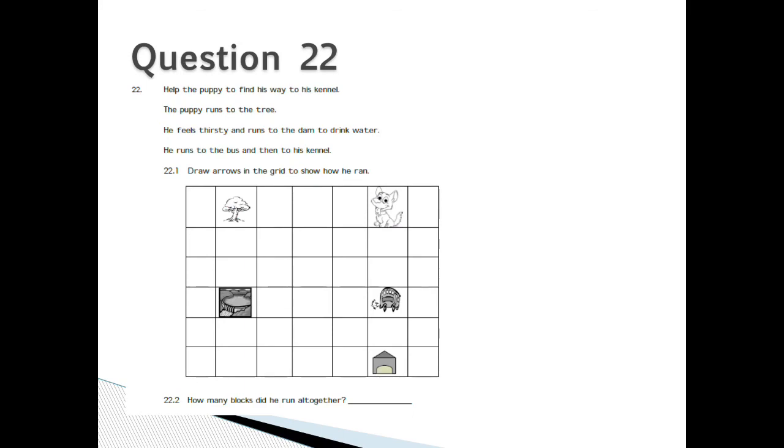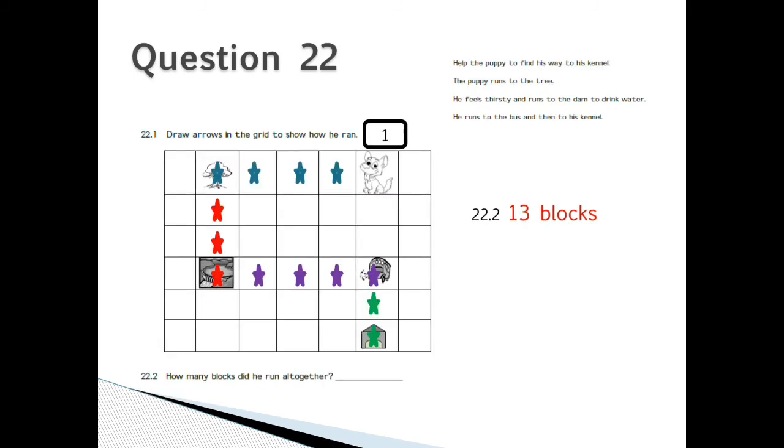Help the puppy to find his way to his kennel. The puppy runs to the tree. He feels thirsty and runs to the dam to drink water. He runs to the bus and then to his kennel. Draw the arrows in the grid to show how he ran. And how many blocks did he run altogether? We can see from the stars which direction he ran, and he ran 13 blocks altogether.